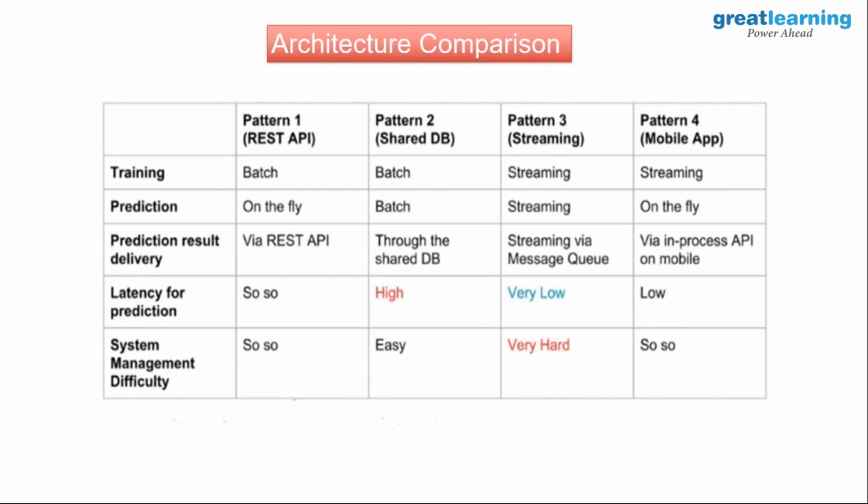Now if you go back, as I said, when you are doing an interface through an API, the system management difficulty is so because in this case, for the hardware which is being used, there is no separate demarcation saying that this is the separate environment from a training or model building perspective, and this is a separate environment from a prediction perspective. Pattern 4 is more used for our mobile applications. Again, the training is streaming, and the prediction happens on the fly. This is using an API on the mobile. Latency is low, and the system management difficulty is so. Okay.